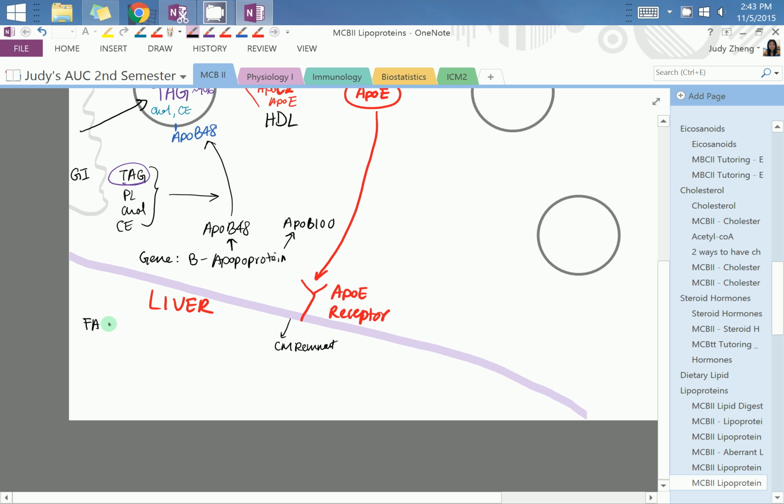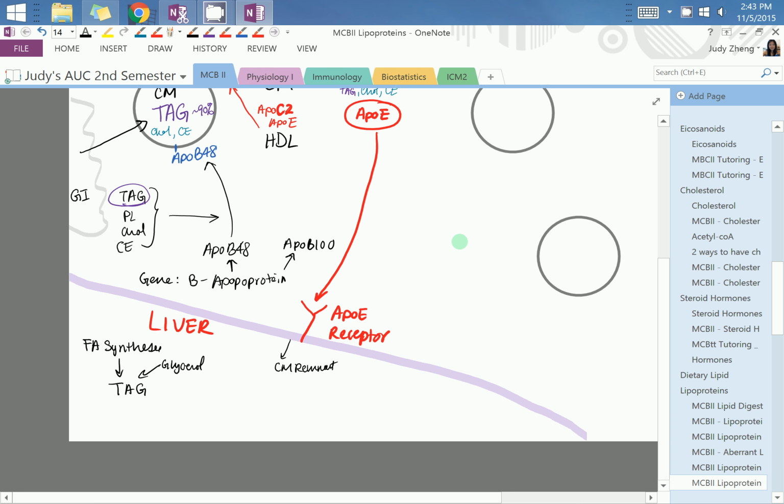of fatty acid synthesis. So if it does the fatty acid synthesis, eventually the fatty acids are going to combine with some glycerol, and that's going to result in the formation of triglycerides. And since you're making the triglycerides, it's going to need to deliver them to the periphery, and how it's going to do that is in the form of these lipoproteins.